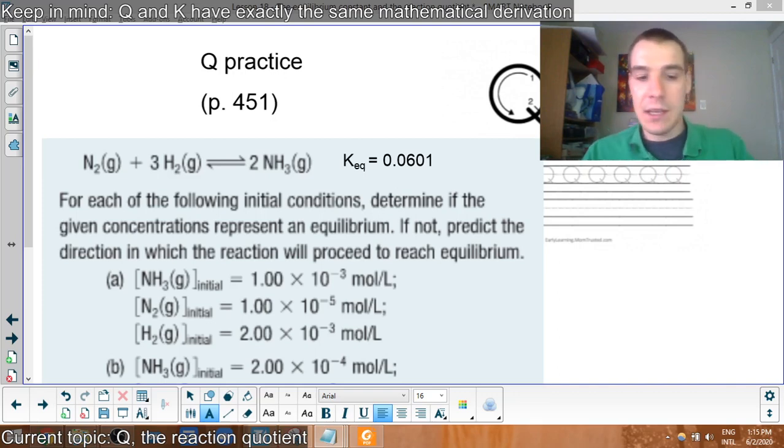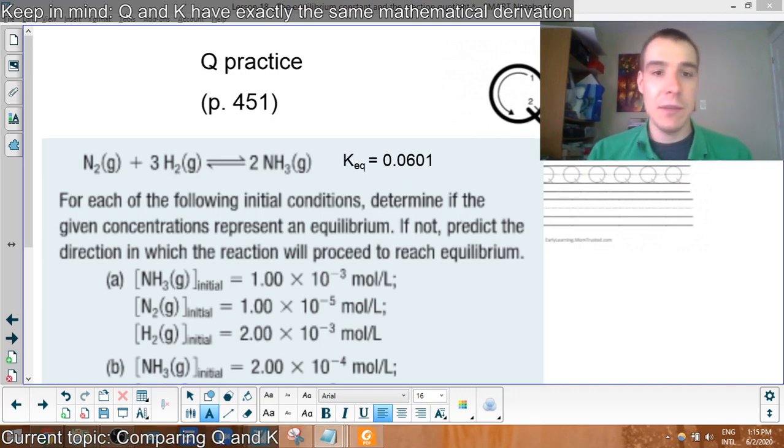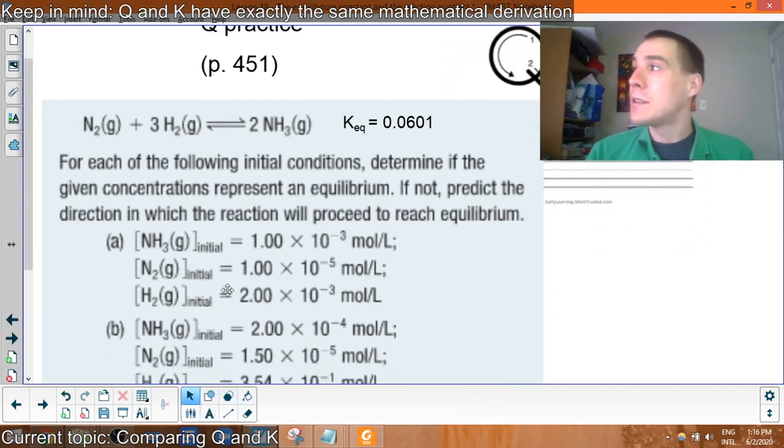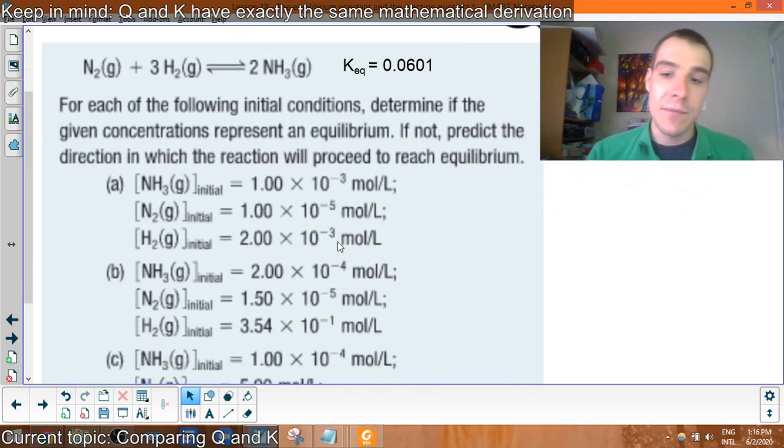All right, comparing Q and K is our next thing. All right, Q and K. Here's a question from the textbook. If K is 0.0601 for this reaction at that particular temperature, they give us some specific concentrations in moles per liter, and we have to figure out what Q is, and compare it to K, and it'll tell us whether we are too far on the product side or too far on the reactant side.